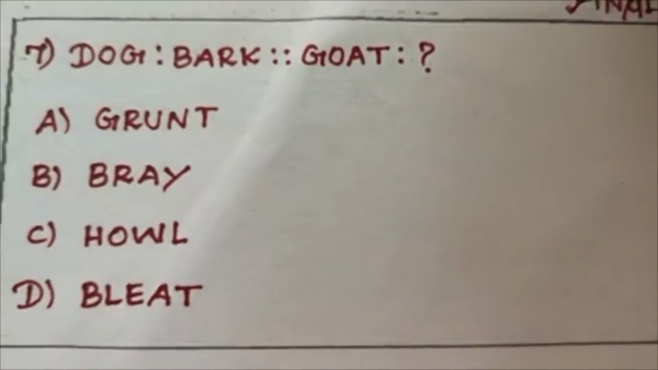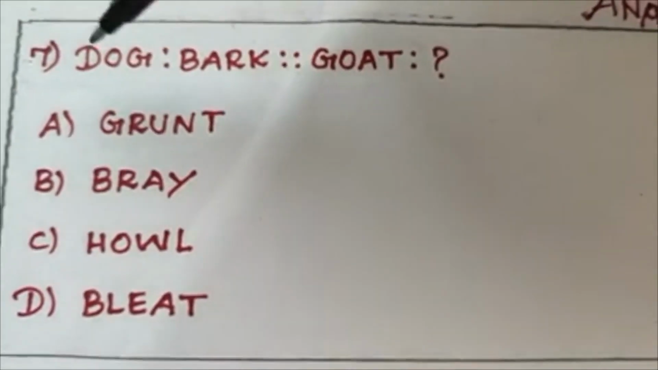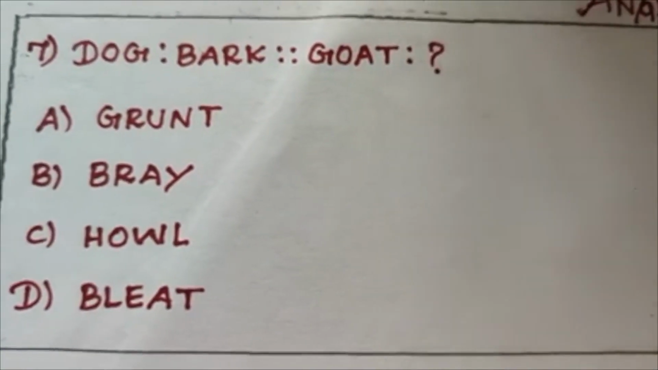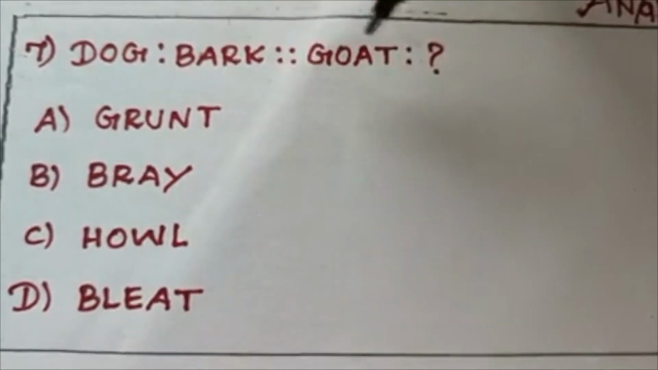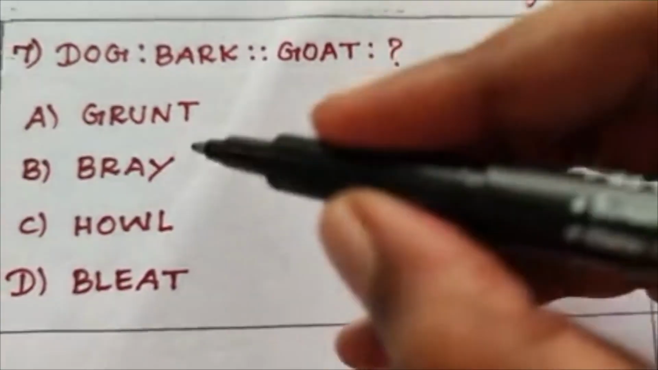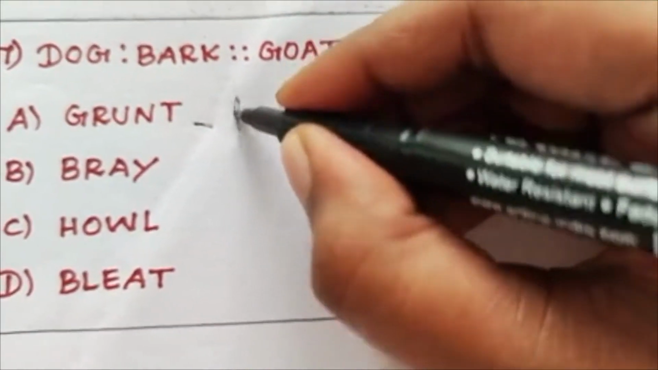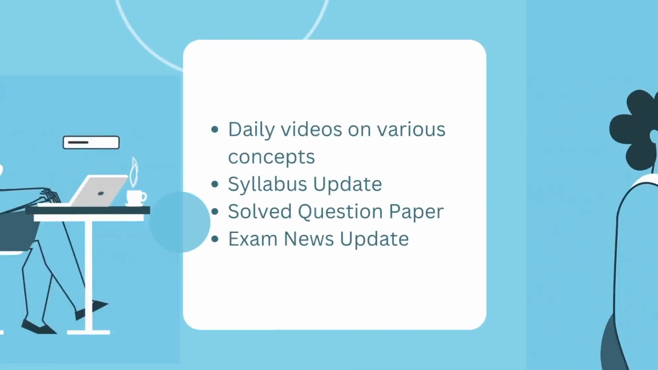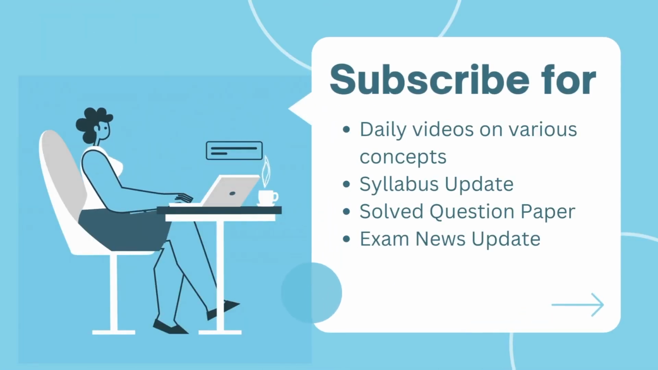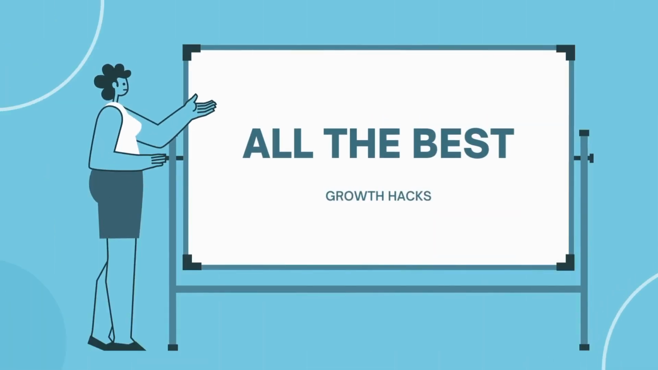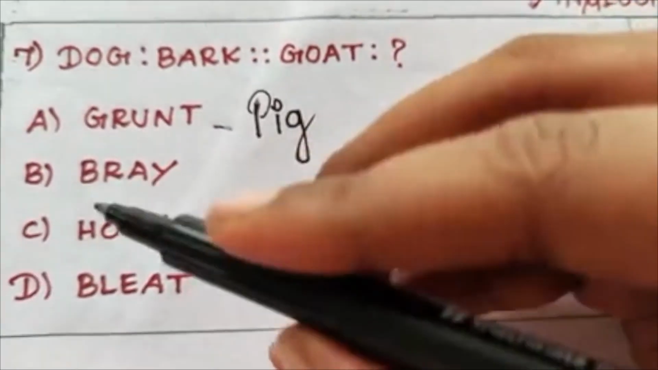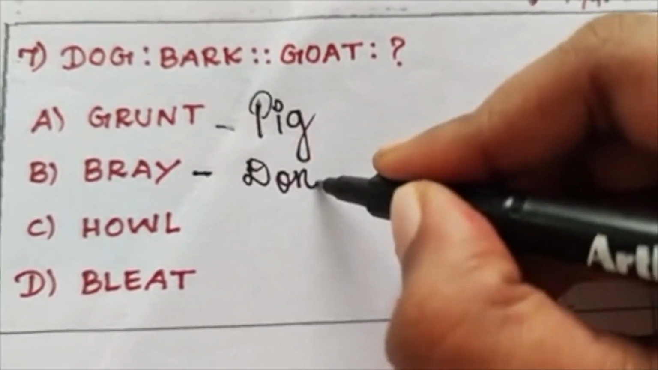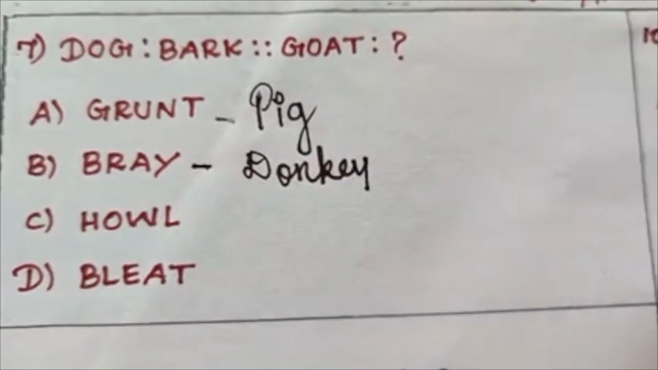So here the relation is: bark is the sound of a dog. So we have to find what is the sound of a goat. So first of all, grunt. Grunt is the sound of a pig. Next, bray. Bray is the sound of a donkey.